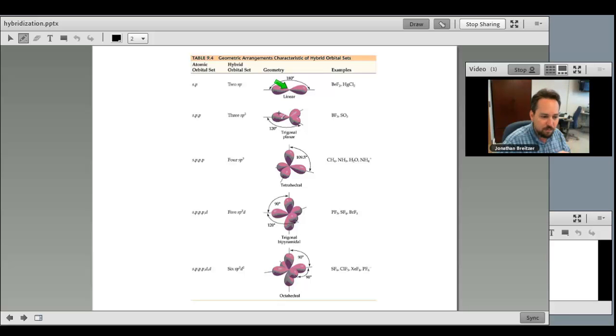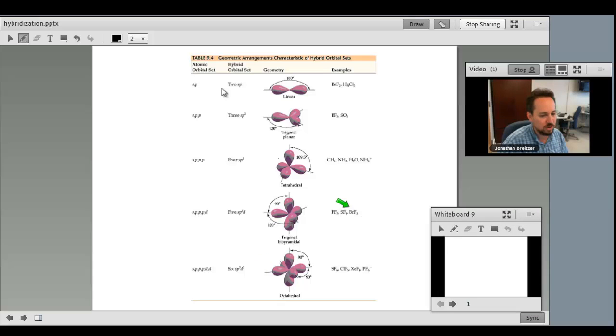Now, if you have more than four things connected to the central atom, we have to involve d orbitals because you run out of p orbitals. So if you have five things around, this would be an expanded octet. Then you have sp3d, and if you have six of them around, that's sp3d2. Let's look at an example of an sp3d. They show you BrF3, for example, as an example of that.